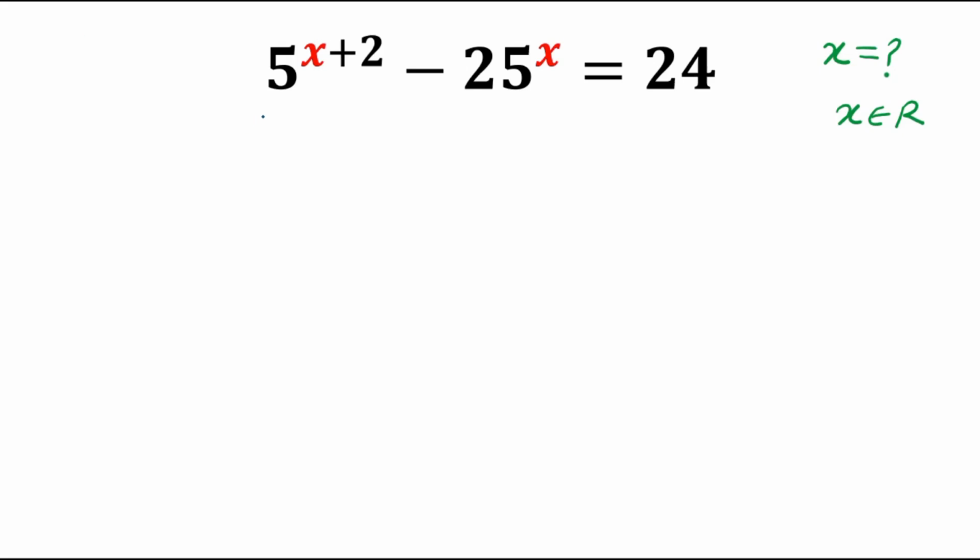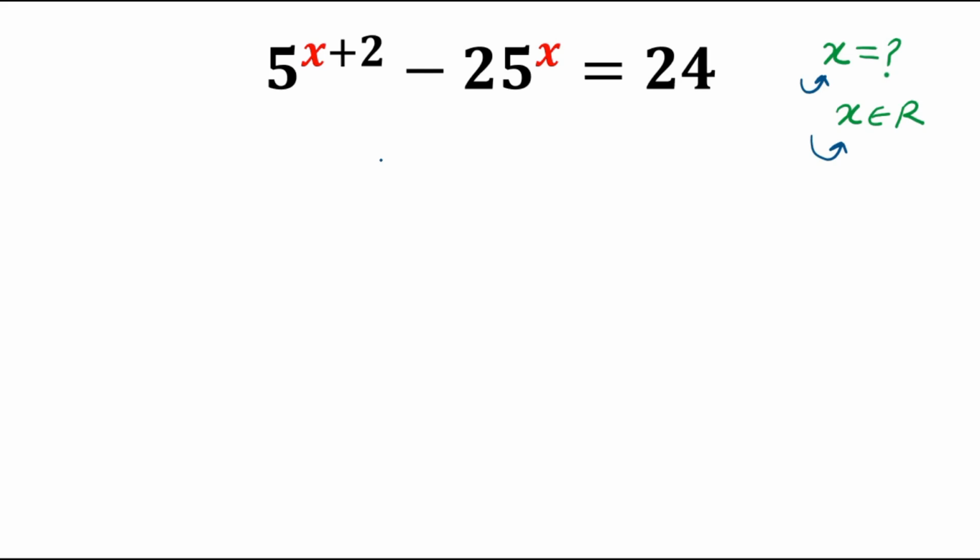Hello students, in this video we are going to solve a nice exponential problem. We have 5 power x plus 2 minus 25 power x, this is equals to 24. Here we need to calculate all possible values of x where x belongs to real numbers.